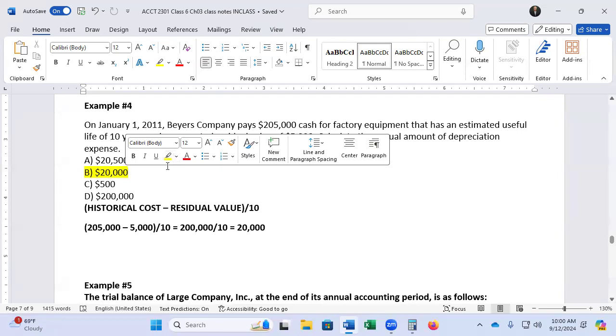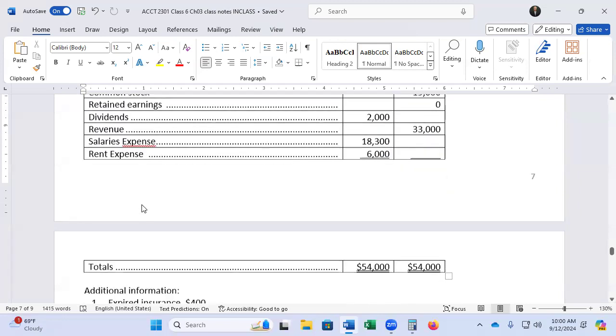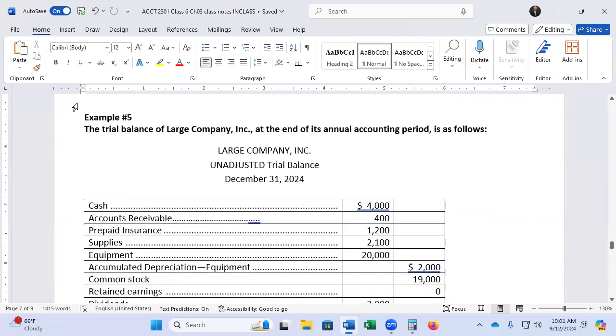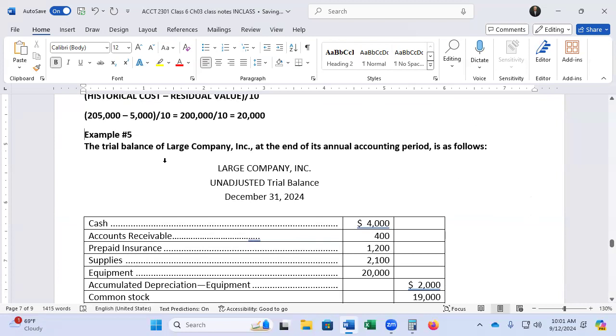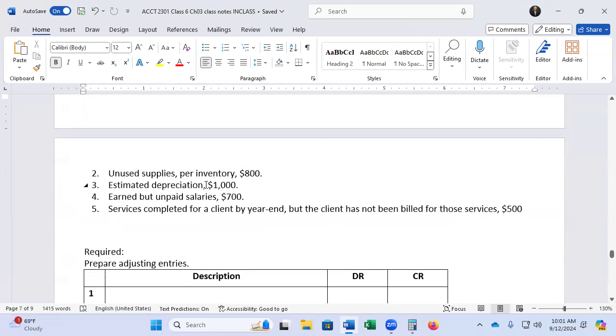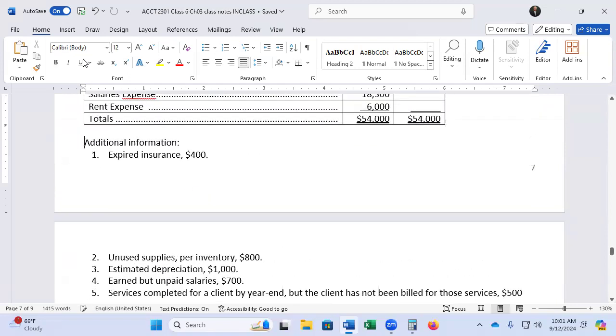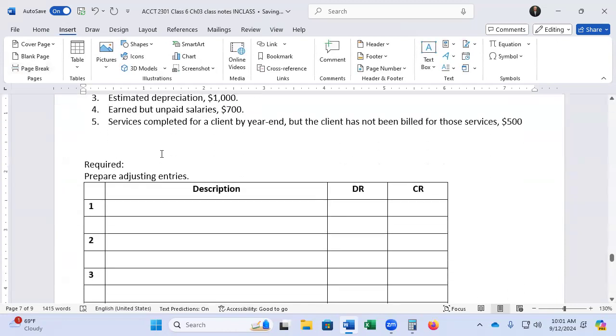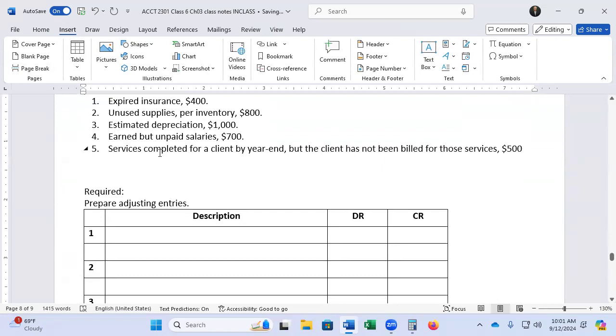Good. Any questions? Okay. So next we're jumping into example 5. And what we have to do is prepare the adjusting entries. Now I'm hoping that you guys can open this up and see both parts here so that you can write and actually still see it. And so we're going to be writing on page 7. Page 6 is where I'm getting this information from.